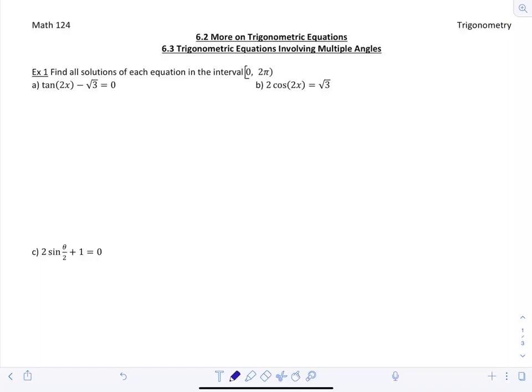Welcome to sections 6.2 and 6.3, more examples of how to solve trigonometric equations and trigonometric equations involving multiple angles. So we're going to look at a few more advanced techniques that are needed for solving other kinds of trigonometric equations. Example 1 asks us to find all solutions of each equation on the interval from 0 to 2 pi.